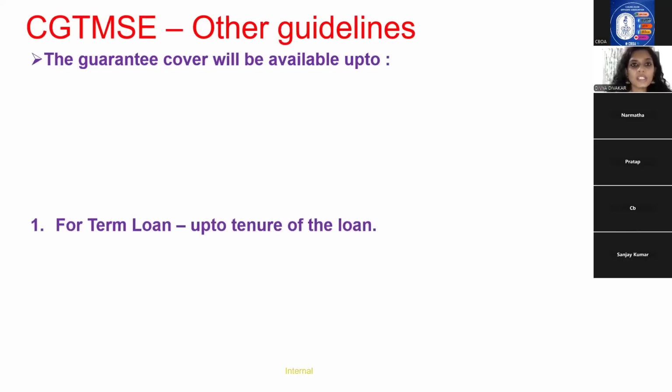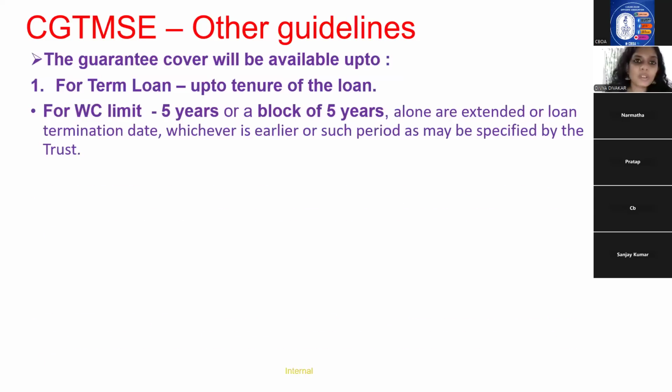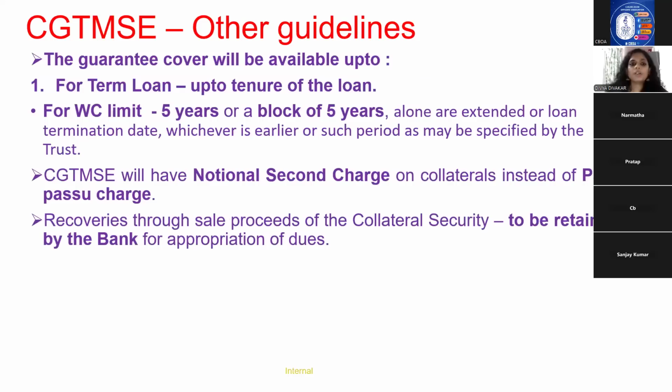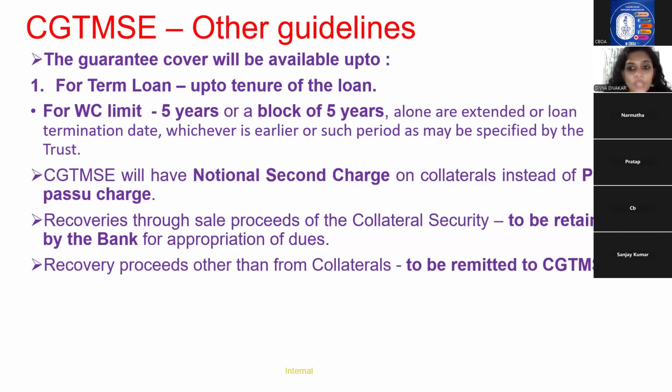CGTMSE other guidelines: guarantee cover will be applicable for term loans up to the tenor of the loan. In case of working capital limit, 5 years or a block of 5 years. Remember, for term loans up to the tenor of the loan, for working capital 5 years or a block of 5 years. So always remember, CGTMSE will have a notional second charge on collaterals instead of a pari passu charge. Recoveries through the sale proceeds of collateral security are to be retained by the bank for appropriation of dues and so on.